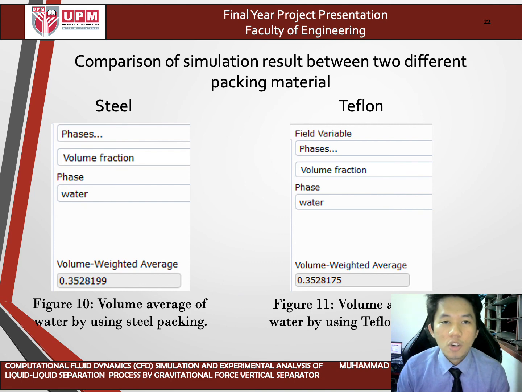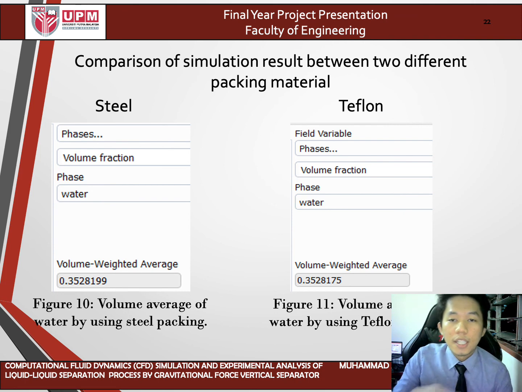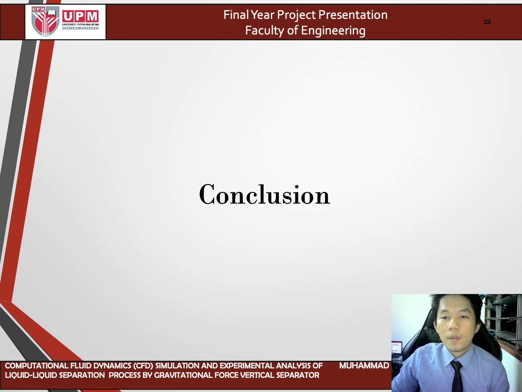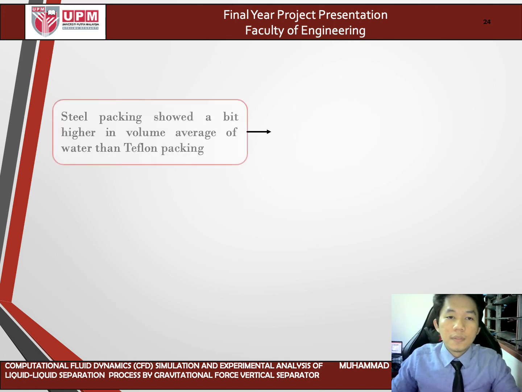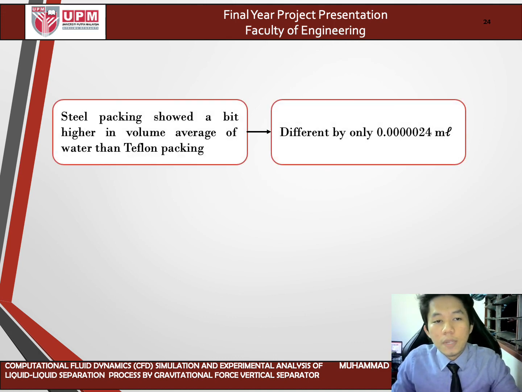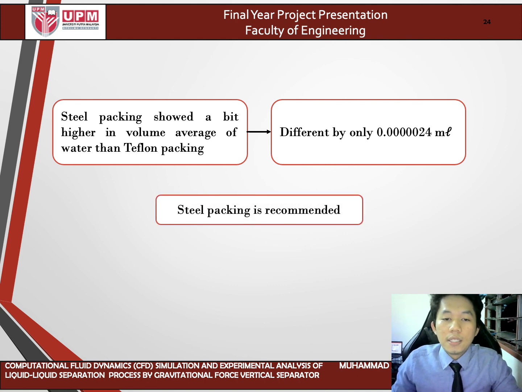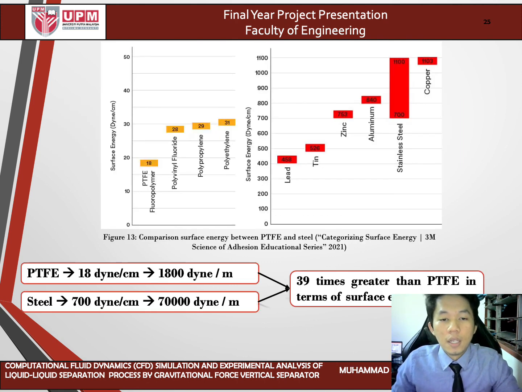So this is the comparison of simulation result between two different packing materials, which are steel and Teflon. What we can see is that the steel has a volume average greater than the Teflon volume average. So for the conclusion, steel packing showed a bit higher volume average of water than Teflon packing, but this is only different by 0.00024 milliliter. Hence the steel packing is recommended.